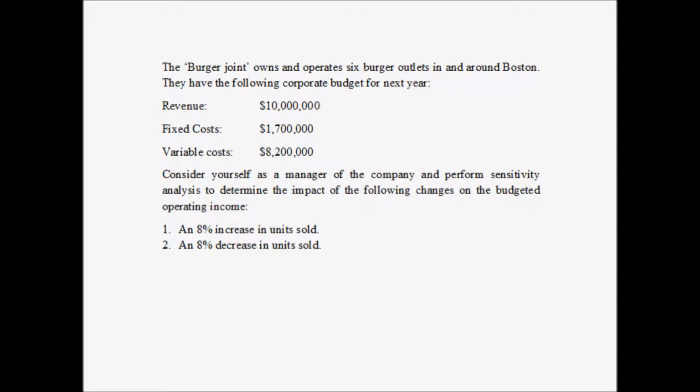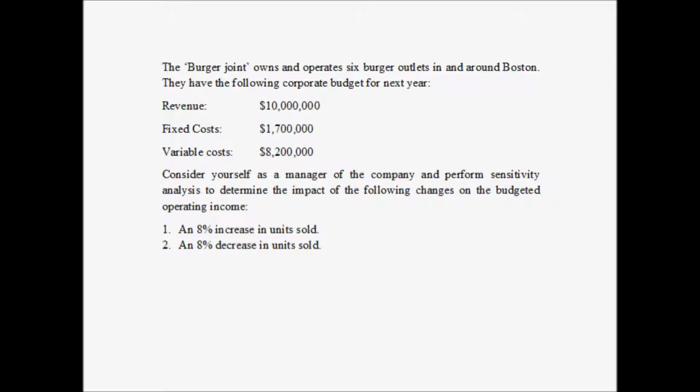The burger joint owns and operates 6 burger outlets in and around Boston. They have the following corporate budget for next year. So here, Burger Joint, which is in the business of selling burgers, is in the process of planning their budget for next year. So they have budgeted a revenue of $10 million, fixed cost of $1.7 million, and variable cost of $8.2 million.